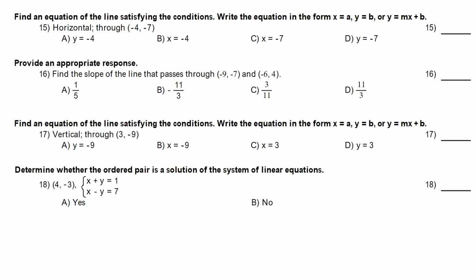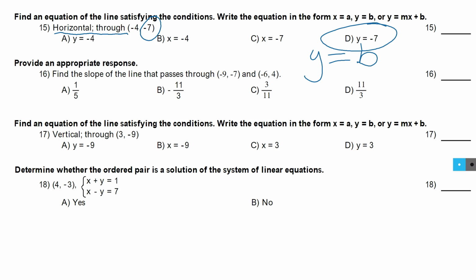Now, for number 15, they're telling us they want a horizontal line. So this is going to be y equals b. And what is our b value in this ordered pair? Well, it's -7. So y equals -7 is our horizontal line through this ordered pair.